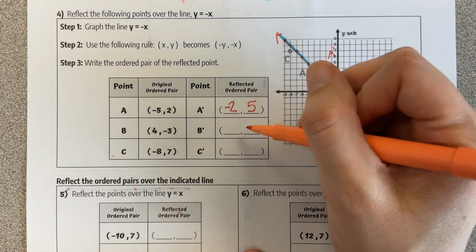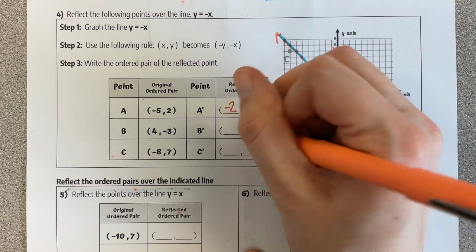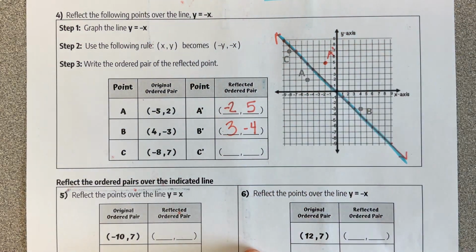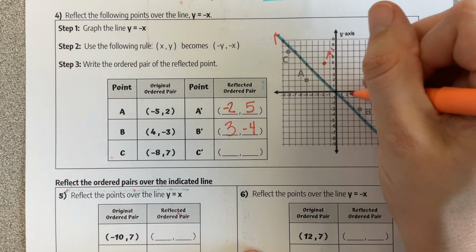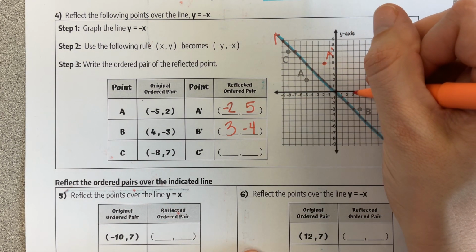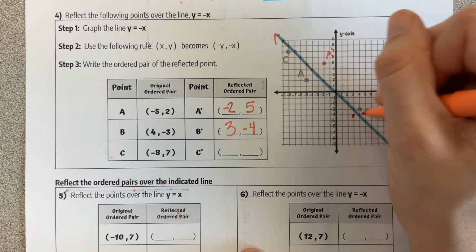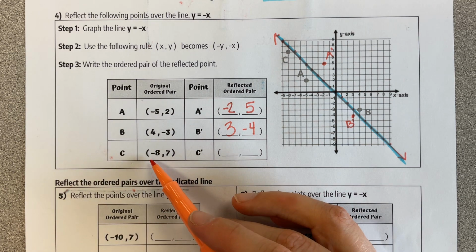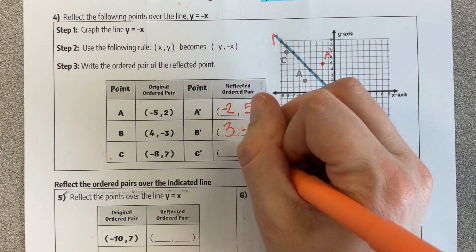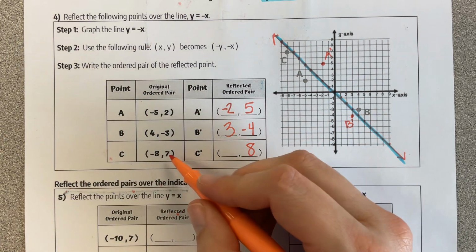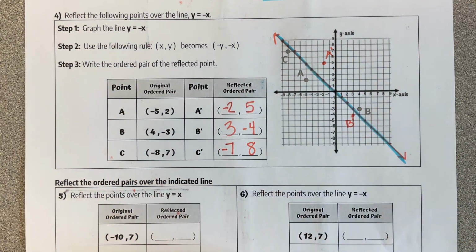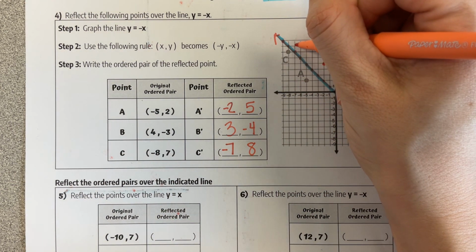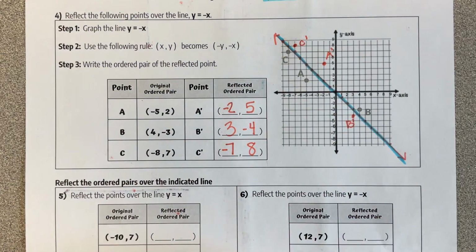For B, this 4 is going to move to the y, but it's going to become negative. This negative 3 moves to the x, but it becomes positive. So plotting that, positive 3, negative 4. 1, 2, 3, 4. Barely reflected over there. And then the last one, that negative 8 is going to become y, but it's going to become the positive value. And this positive 7 is going to become x, but it's going to become the negative value. Plotting that, negative 7, positive 8. It's right there.